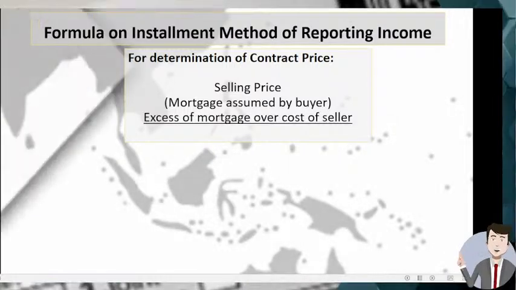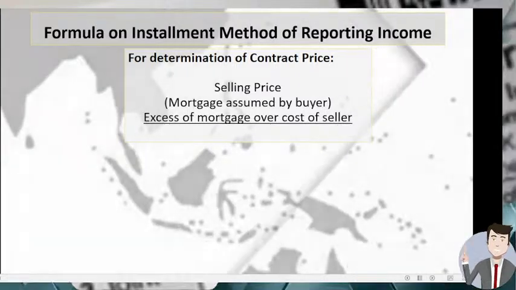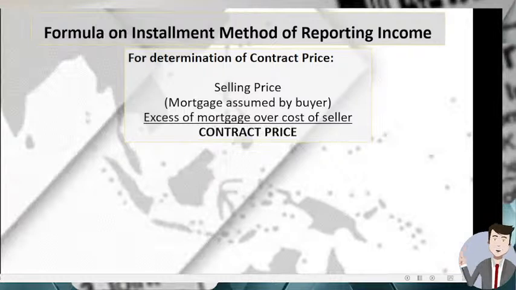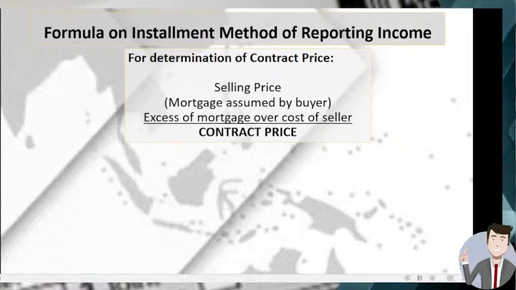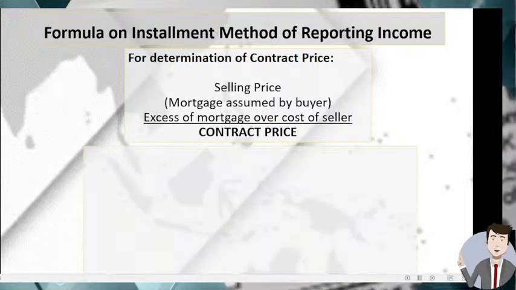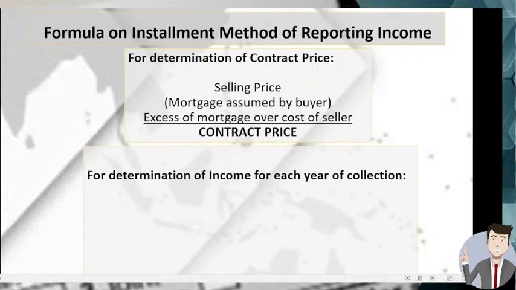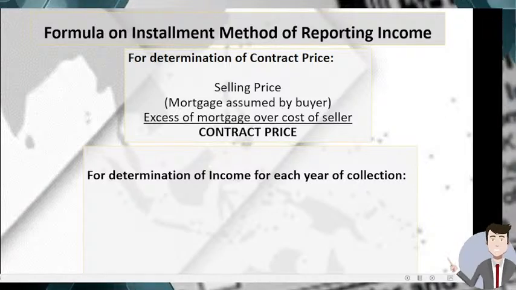So that's why the excess should be added to the selling price. Then we can now arrive at the contract price, which we are going to use in the computation of the prorated amount of income to be recognized on an installment basis. So next, after determining the contract price, we have to determine the income to be reported or to be recognized each year for tax purposes.